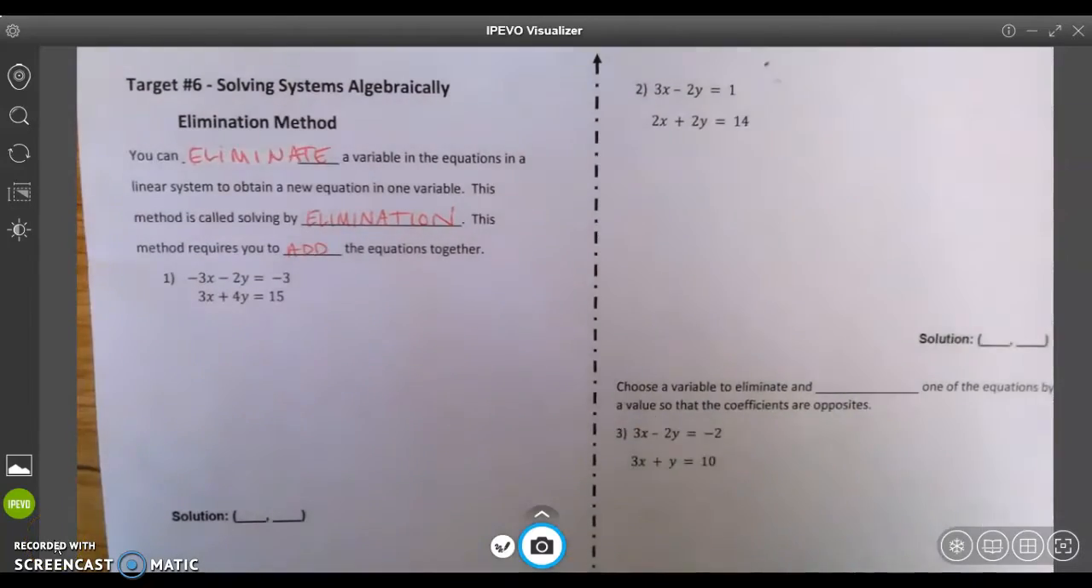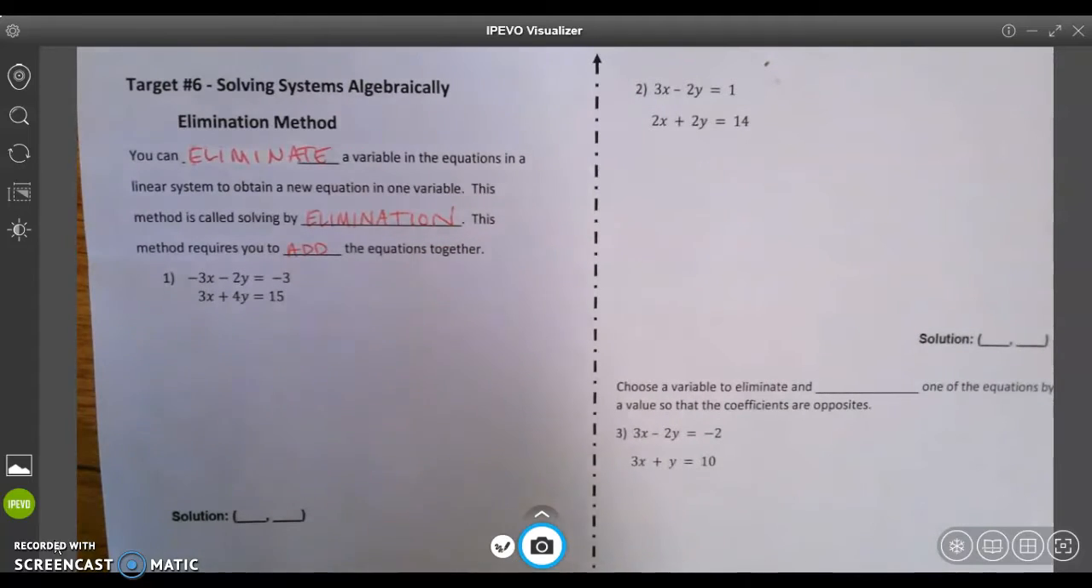Miss Kingsbury here. Today we're going to work on a new method of solving these systems algebraically, and this is called the elimination method. It turns out if you set these equations up like the ones that you see on the news sheet, you can actually add the equations together, and what this will do is it will eliminate either the x variable, allowing you to solve for y, or sometimes the y variable will get eliminated so that you can solve for x.